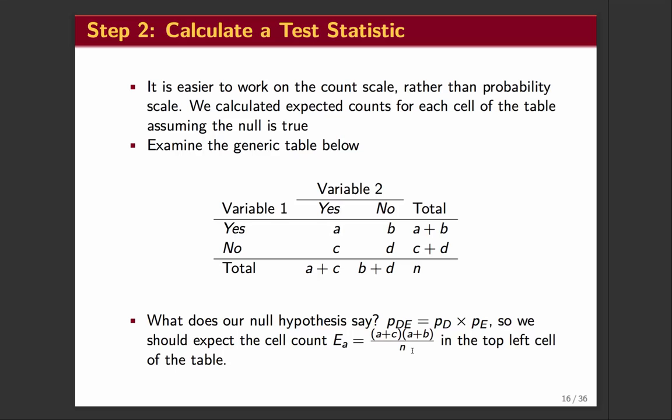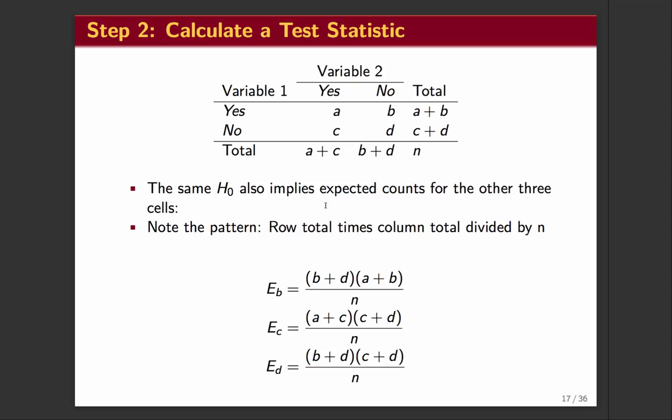What we're trying to say is, if these two things, the disease and the exposure, are truly independent of each other, what we should see in this cell is exactly this calculation. It'll be easier when we go through an example. But this is the expected count for A, and the expected counts for B, C, and D.